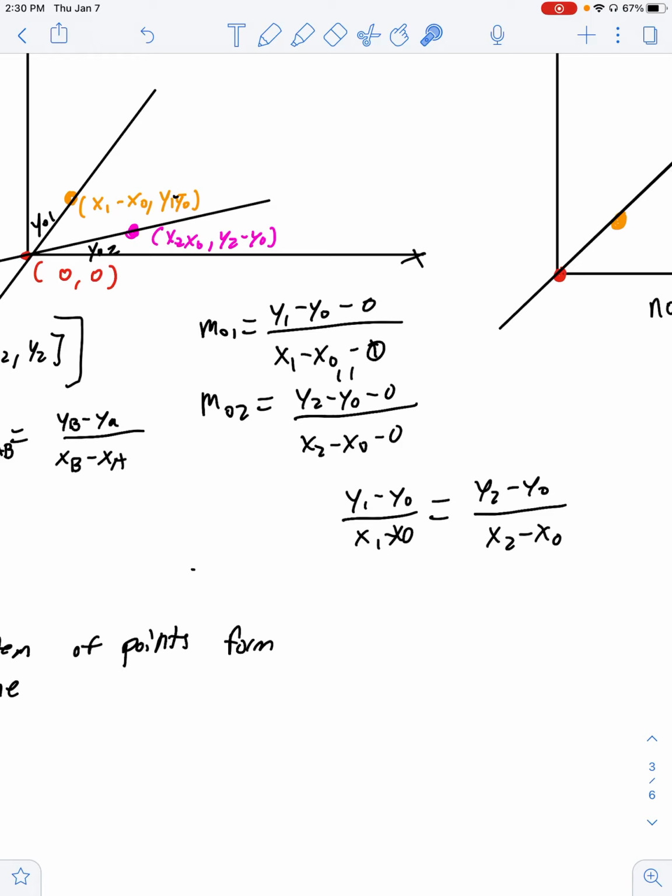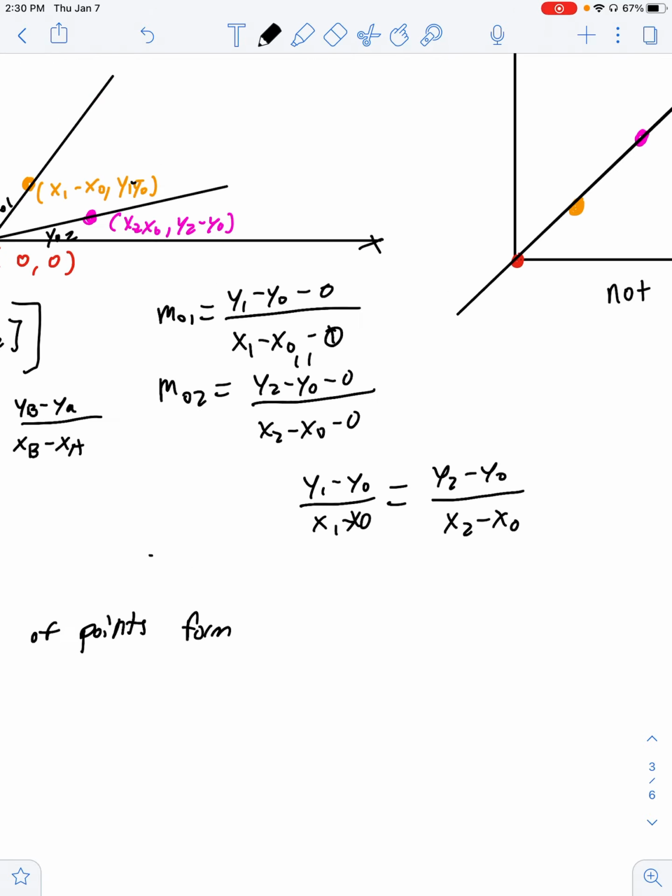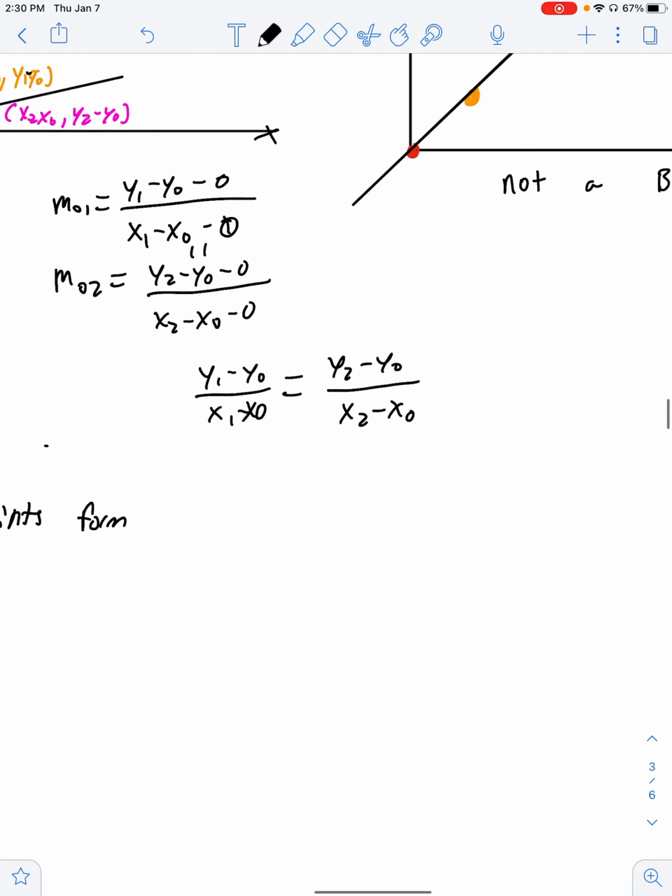So something you can do to simplify this is to do some algebra on the system so that there are no values in the denominator, which can simplify the problem. So that's what we're going to do now. If we were to simplify this problem, y1 minus y0 times x2 minus x0 equals y2 minus y0 times x1 minus x0.